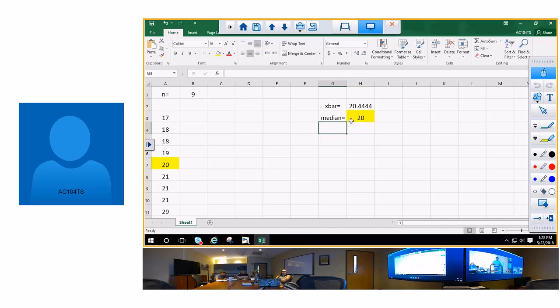Mode. What number shows up the most? Some people fail. I'm a failure. That would be what? 21? 21. Range. Range is equal to the highest. In this case, it's what? 29 minus what? The lowest.